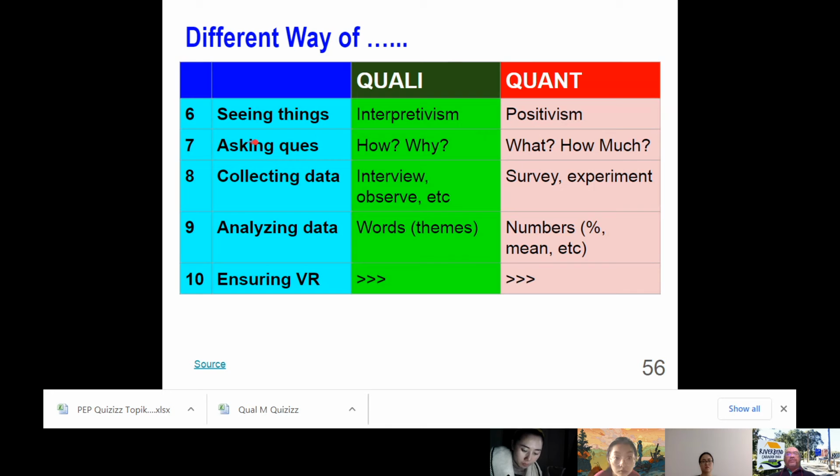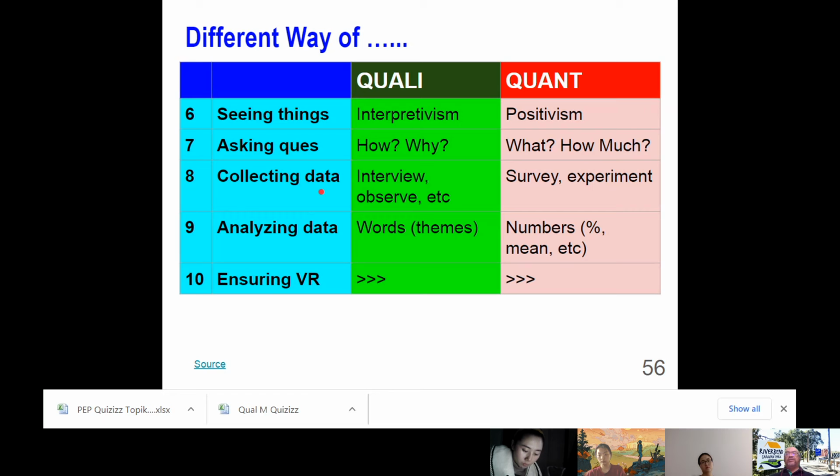Difference number 7 is the way you ask questions. When you design the objective of your research in qualitative, many of the questions are how and also why, because qualitative researchers are interested in the how question and also the reasons. For the quantitative, they're concerned about numbers, so that's why they ask how much.